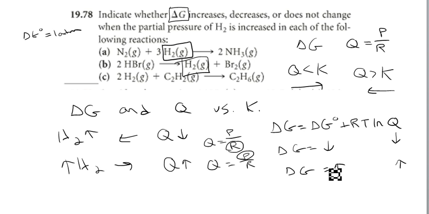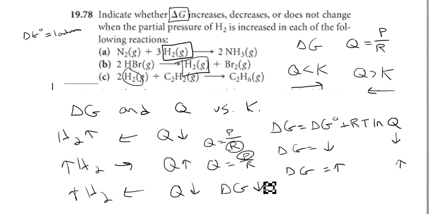And for the last one, the hydrogen again is a reactant, so it should act as what happened with letter A. As we increase hydrogen, which is a reactant, it's going more reverse to do that. And so we understand Q is going down, and that would make your delta G also decrease. And what that means now, we know that the reaction is going more reverse.